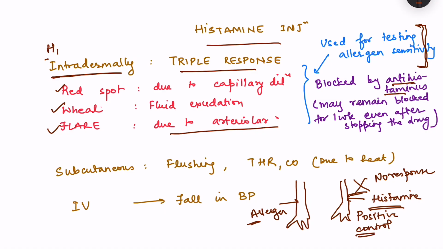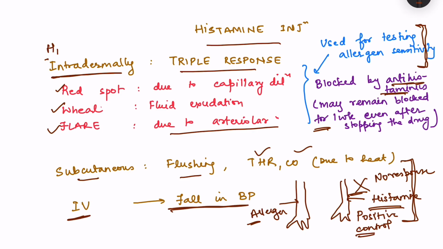And if a person is on antihistaminics, then this response will not be there. In fact, even if the antihistaminics have been stopped for approximately 1 week, then also we do not get the response. Okay, so this concept is used for testing allergen sensitivity. Then subcutaneous histamine injection leads to flushing, again due to capillary dilation, and this leads to an increase in heart rate and cardiac output as well. Then intravenous injection of histamine leads to a fall in BP.